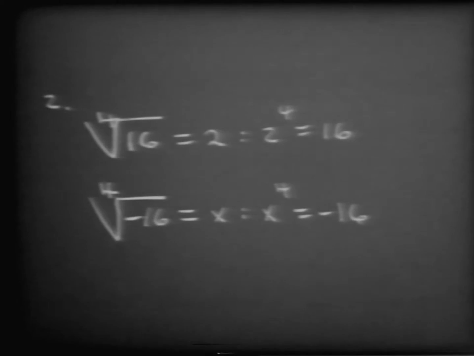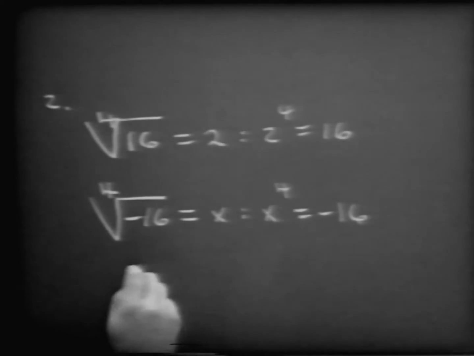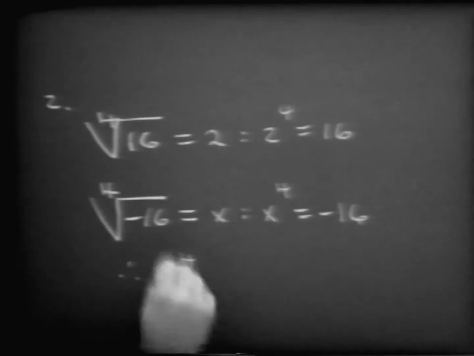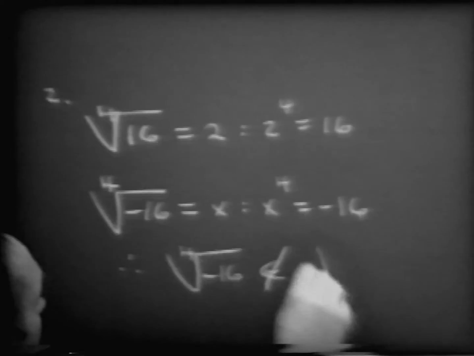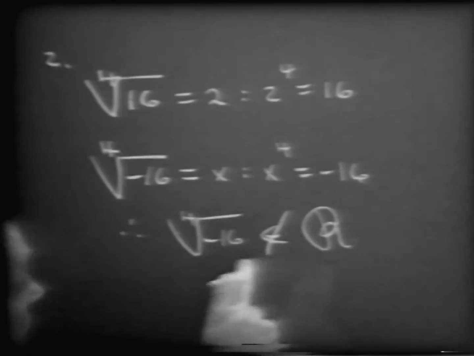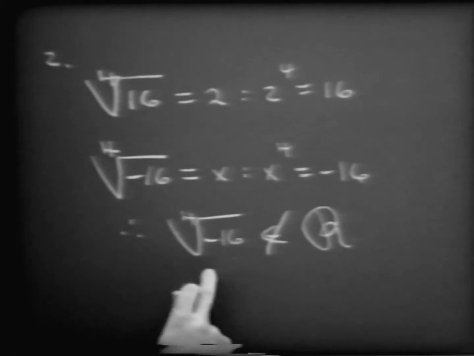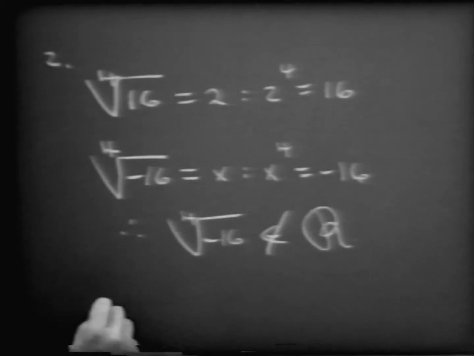And what's your conclusion about x to the fourth power equal to negative 16? Do you have some real number there? x is not a real number. So therefore, I think our conclusion is that the fourth root of negative 16 does not belong to the set of real numbers. Is that right? It is not a real number. So let's see if we can't generalize this idea.